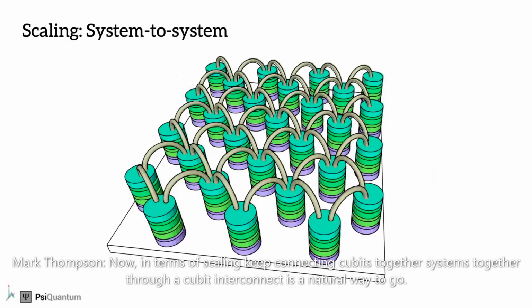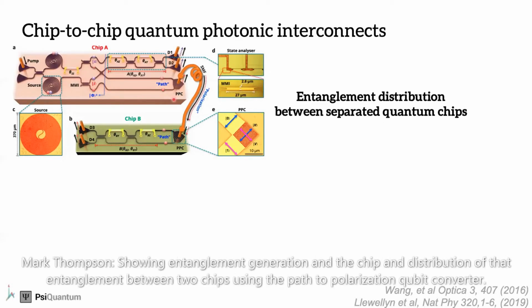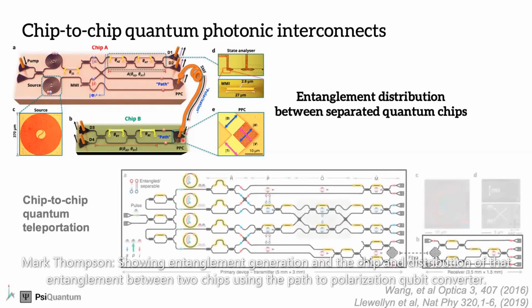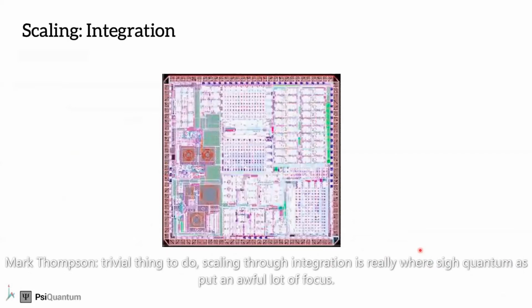Now, in terms of scaling, connecting qubits together, systems together through a qubit interconnect is a natural way to go. And that technology is readily achievable in photonics. Here's 2 examples. First example showing entanglement generation in a chip and distribution of that entanglement between 2 chips using a path to polarization qubit converter. Here's another example, more complicated, where quantum teleportation was performed between these 2 chips. So scaling through interconnects in photonics is relatively a trivial thing to do.